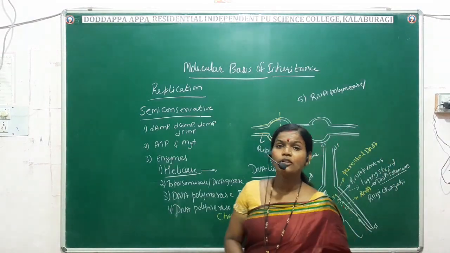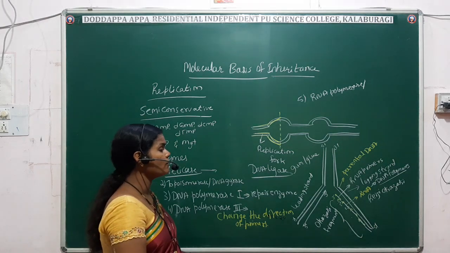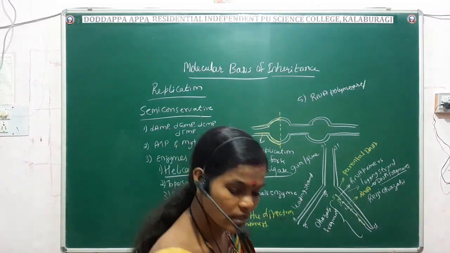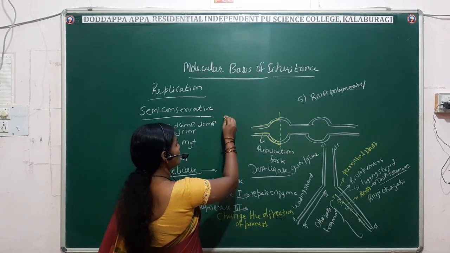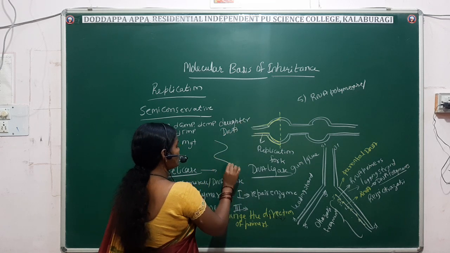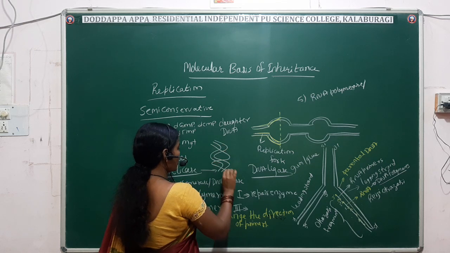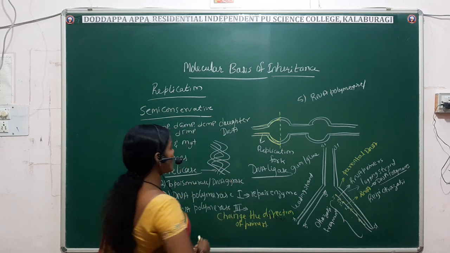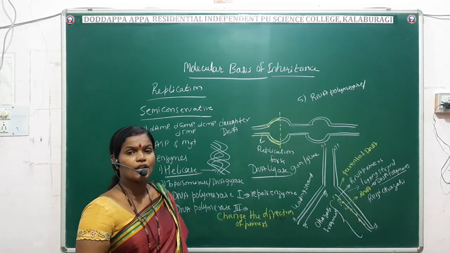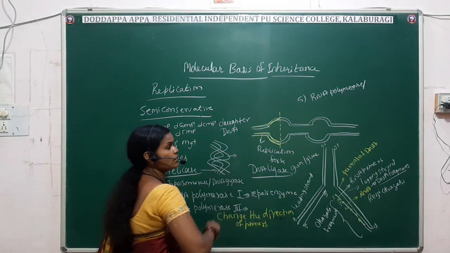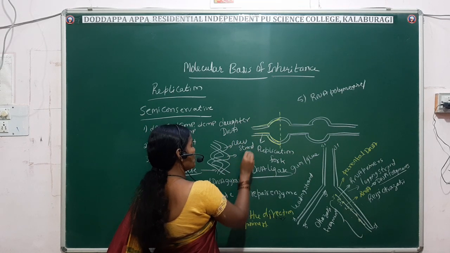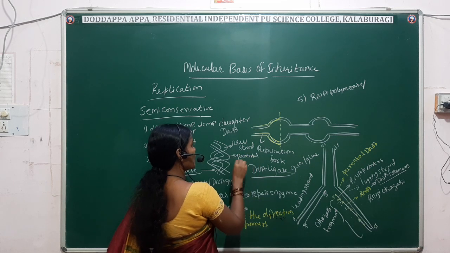Understood? After the joining of the small fragments of the DNA, the daughter DNA has been synthesized. Now imagine that you are going to see the daughter DNA. This is the newly synthesized daughter DNA in which one strand is from the parent and the other strand is newly synthesized. One is the new strand and the other one is the parental strand.